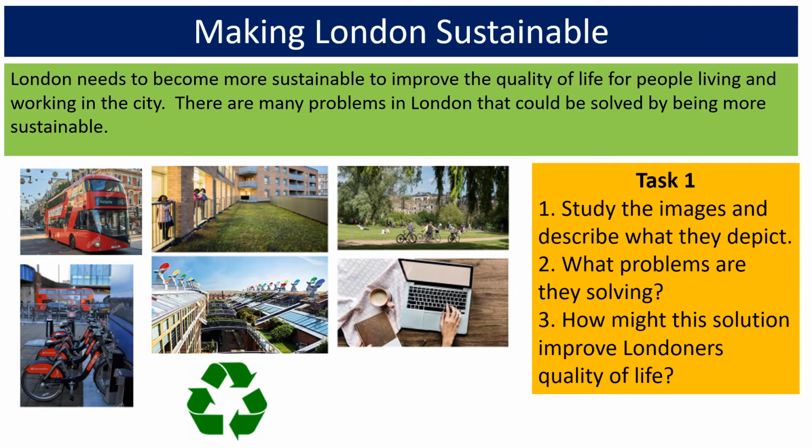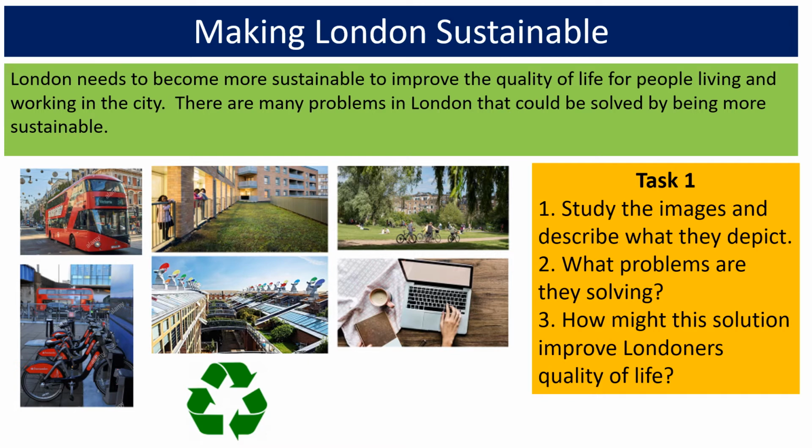Okay, so your main task for today is going to be to look at the different strategies that London is taking in order to become more sustainable. There are two tasks. This is task one, and we'll just go through it quickly together. It says London needs to become more sustainable to improve the quality of life for people living and working in the city. There are many problems in London that could be solved by being more sustainable.